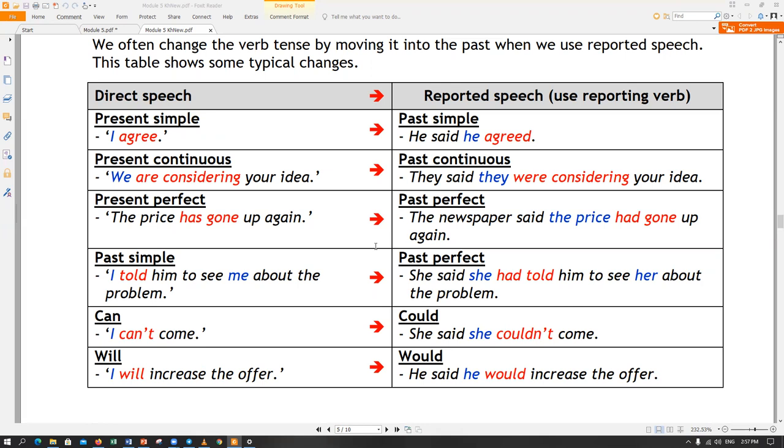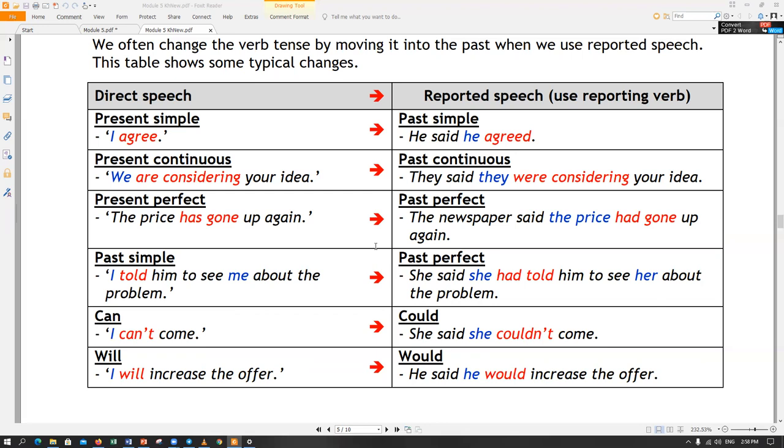For example, present continuous changes to past continuous: they said, okay, we are considering your idea, changes to they said they were considering your idea. Present perfect in direct speech changes to past perfect in reported speech.